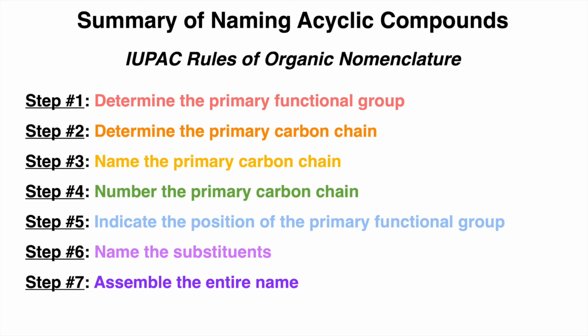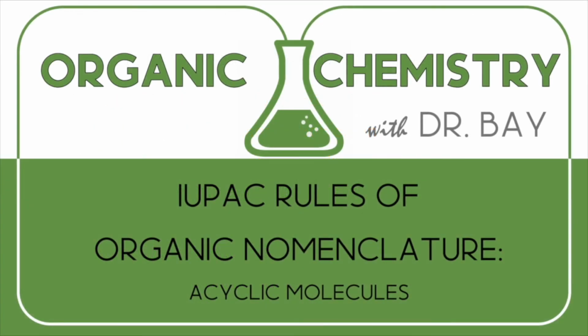Step 2, determining the primary carbon chain, Step 3, naming the primary carbon chain, Step 4, numbering the chain, Step 5, indicating the position of the primary functional group, Step 6, naming all substituents, and Step 7, assembling the entire name.